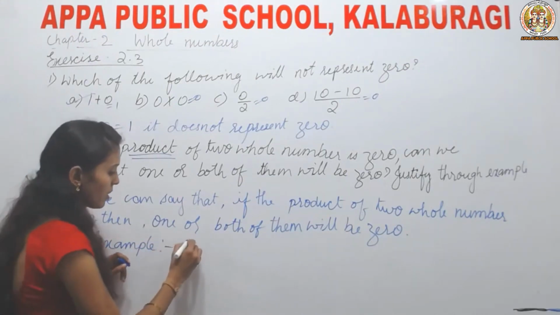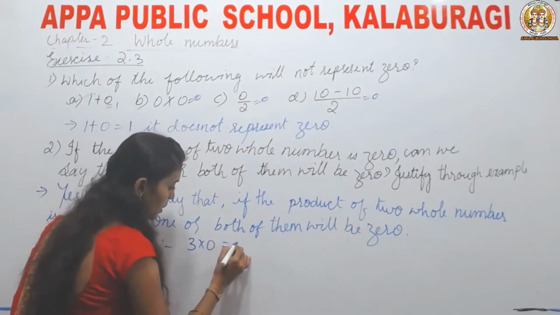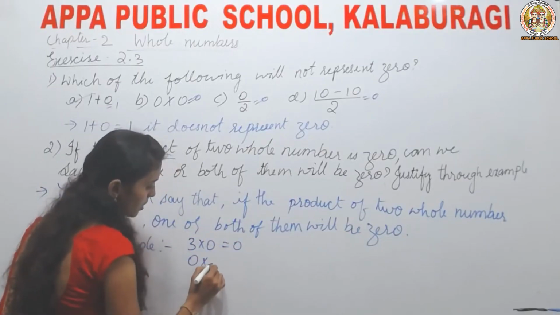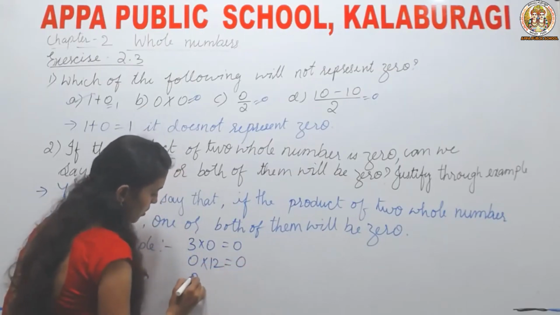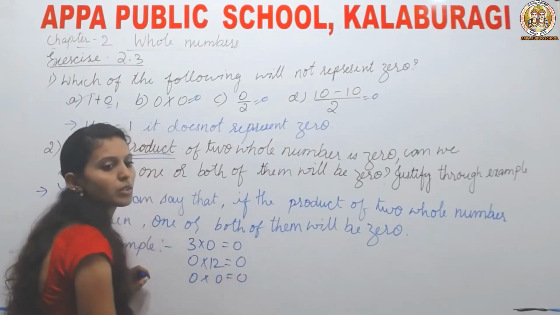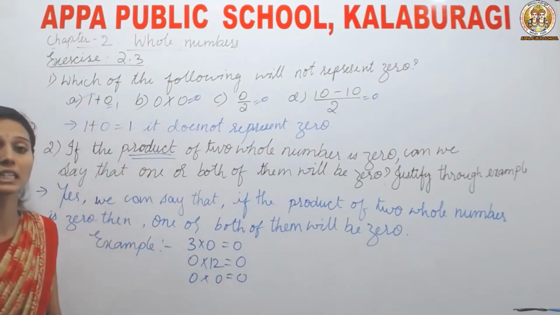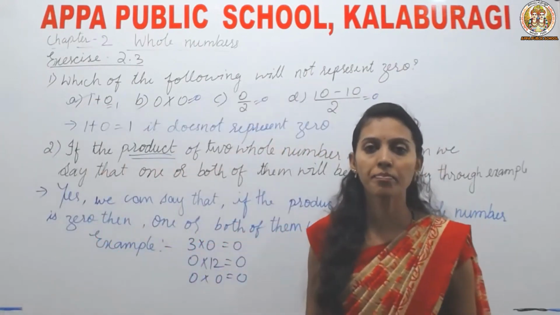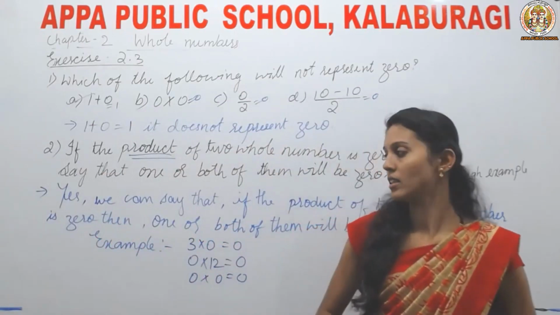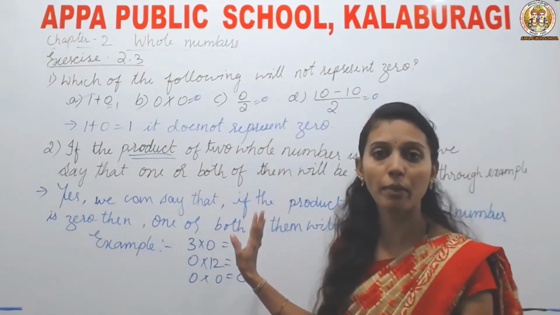3 into 0 equals 0. 0 into 12 is 0. 0 into 0 is 0. You can give your own example, any example. No problem at all. Okay? Understood? Yes. See, read the question properly.